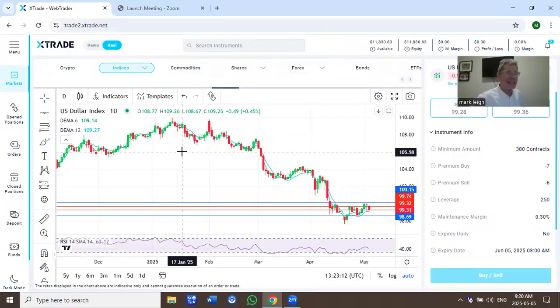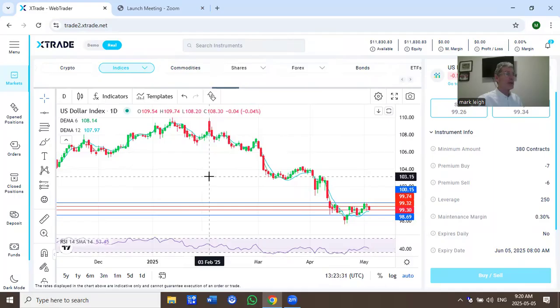Hi, Mark here. It is 9:20 a.m. Eastern, so we are over an hour into the US session, with Wall Street opening in 10 minutes. Let's have a look at how the US dollar is performing going into this US session and the opening on Wall Street.